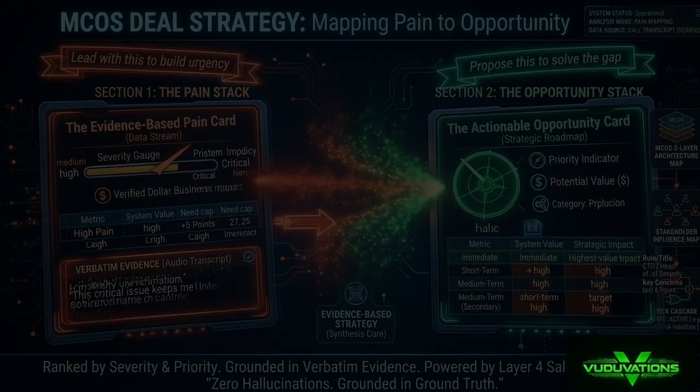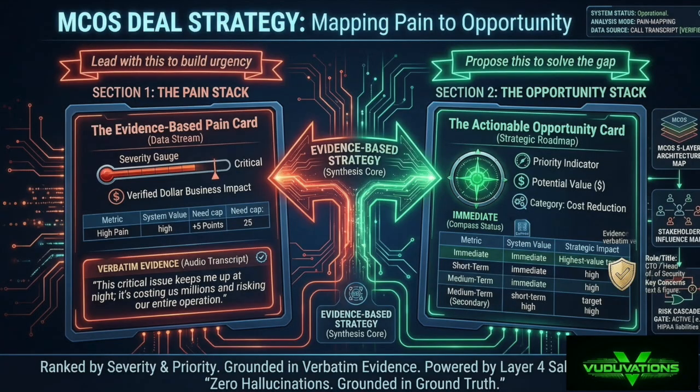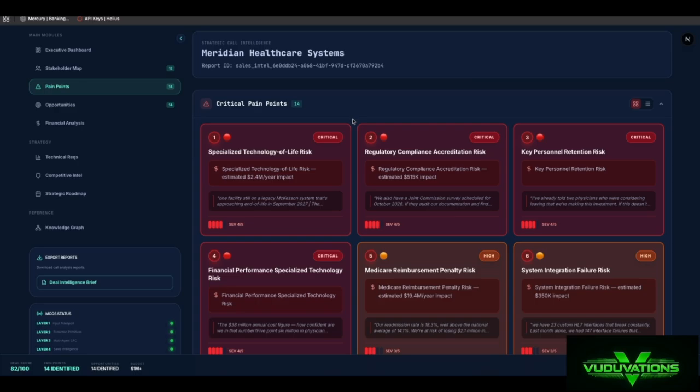This is the brief on the MCOS deal strategy. You know, the MCOS sales intelligence pipeline transforms raw discovery calls into actionable intelligence, and we're looking at how to map exactly what a prospect says into a winning deal strategy. First, let's look at the pain. It's ranked by severity: critical, high, medium, and low, so you know what's keeping them up at night.